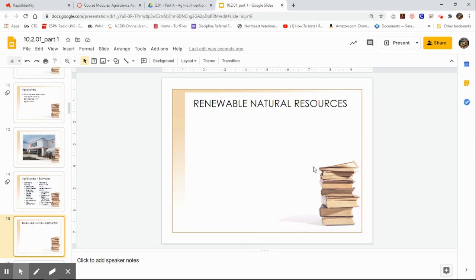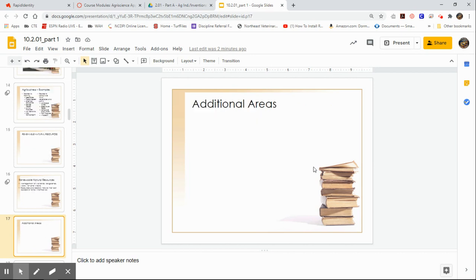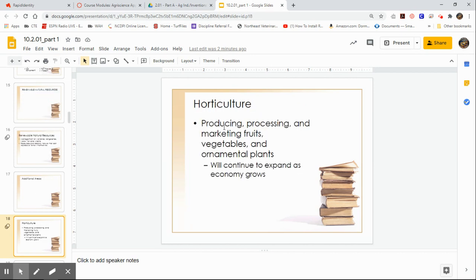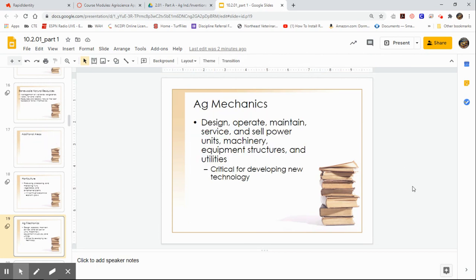Renewable natural resources is anything that can replenish themselves. That's why they're called wildlife. They don't need any help from people in order to stay alive. A couple of additional areas: horticulture, processing fruits, vegetables, and ornamental plants. We also discussed ornamental plants. We talked about how ornamental plants are those plants that are grown for their appearance. You're not going to eat them. You're not collecting seed from them. You're growing them strictly based upon how they look.